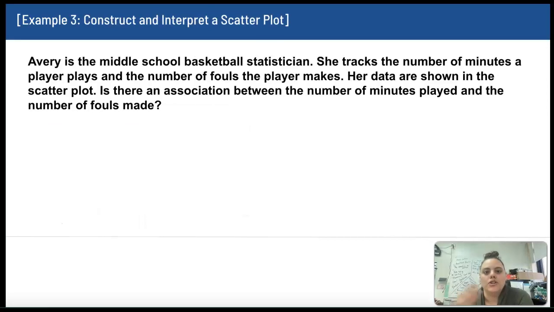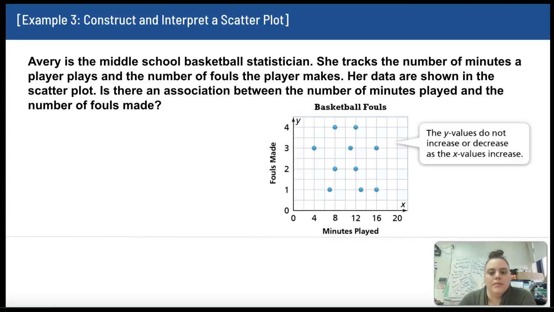Example 3, we're going to construct and interpret a scatter plot. So we're going to do both of what we did in example 1 and 2. Avery is a middle school basketball statistician. That means she records all of the stats for the players. She tracks the number of minutes a player plays and the number of fouls the player makes. Her data are shown in the scatter plot. Is there an association between the number of minutes played and the number of fouls a player makes?